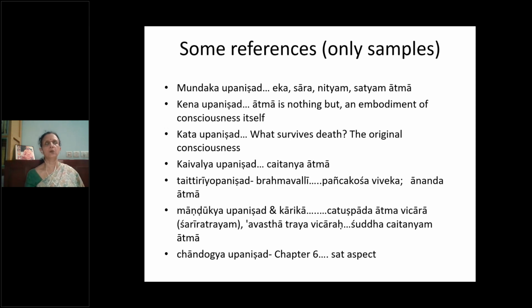In Taittiriya Upanishad's Brahmavali, Panchakosha is used for Viveka, and Ananda Atma is explained in great detail. In the last class, somebody also asked me this question. So in Taittiriya Upanishad's Brahmanandavali, Ananda Atma is completely analyzed. And in Mandukya Upanishad and Karika, Chatushpada Atma Vichara, that is Shariratrayam and Avastatraya Vichara and Shuddha Chaitanyam Atma, these are all described in great length. Chandogya Upanishad chapter 6, so much of Sat aspect has been described. I have not put on Brihadaranyaka Upanishad because it is like a forest and there is so much from it, so I didn't pull out any samples.